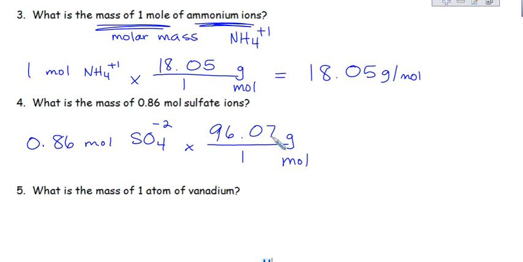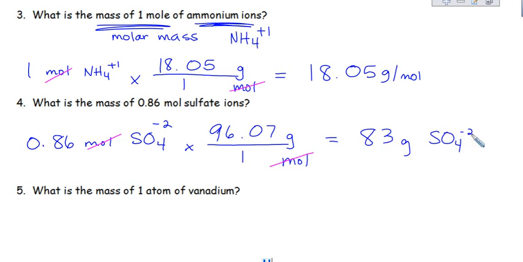96.07. And really, this was the same calculation as above. Moles canceling moles, switching them to grams. The only difference is that I don't have 1 full mole. I only have 0.86 moles. So I will need to multiply across. And if I just go 2 sig figs, how about 83 grams? 83 grams of sulfate.